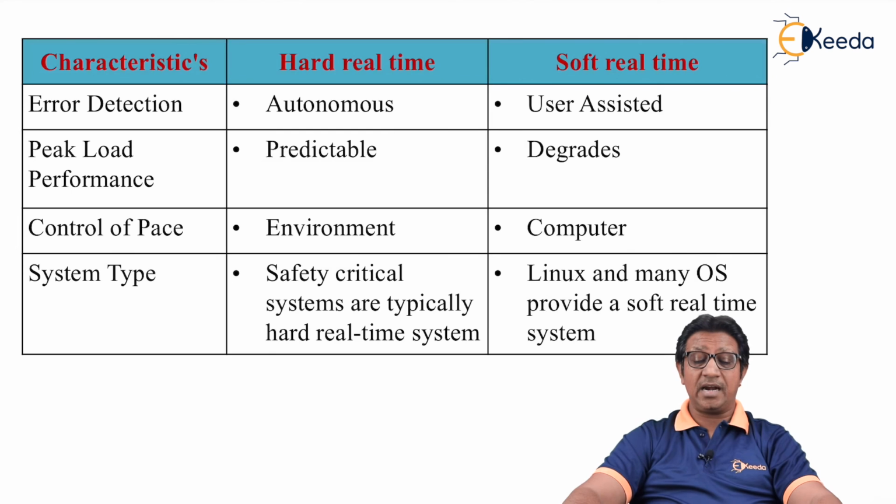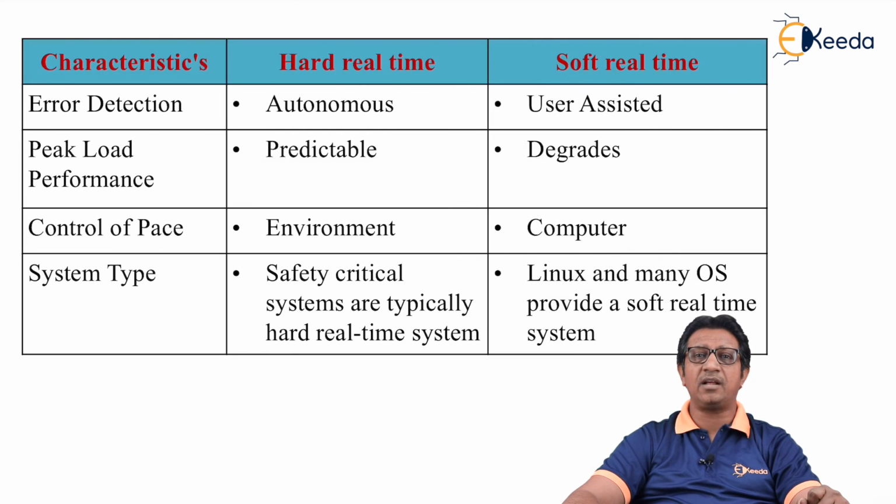Coming to the next, that is error detection. Now in hard real-time systems, error detections are autonomous, whereas in soft real-time systems, they are user assisted. Now I'm taking an example of flight control. If there is some error, a human cannot go and find out where the error is. The system should find it, because if that error is not properly controlled, then there may be an output which may take human lives or damage the complete system. Whereas in soft real-time systems, the user is assisted in finding out the errors.